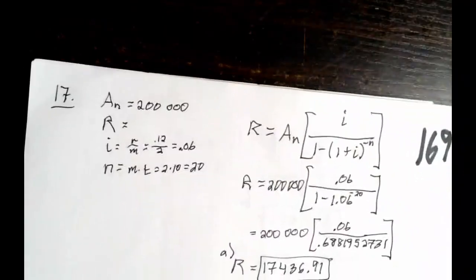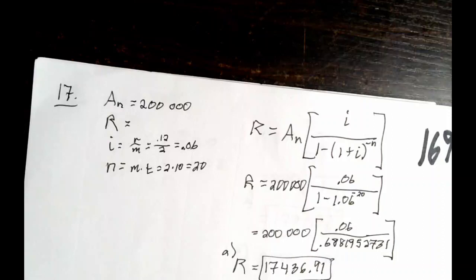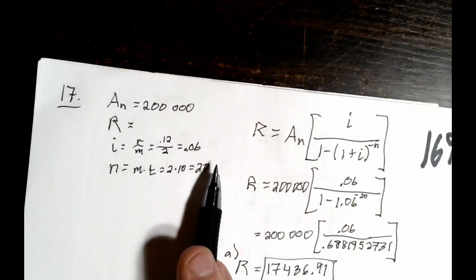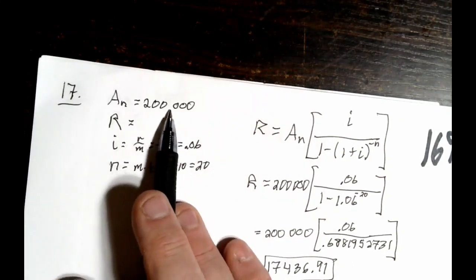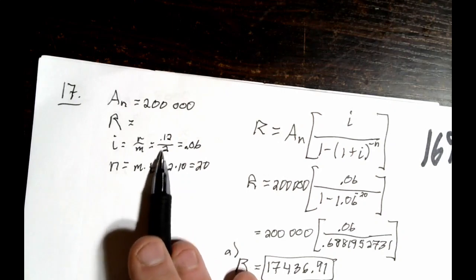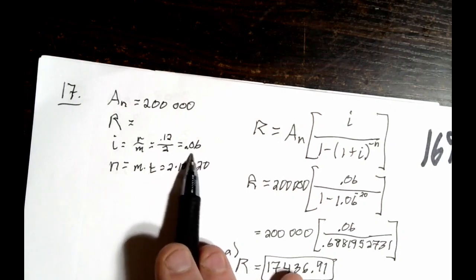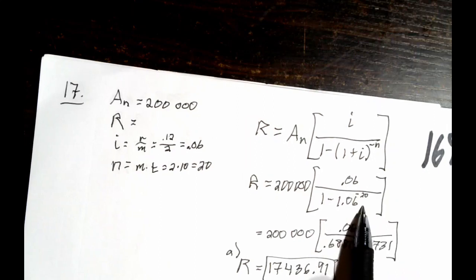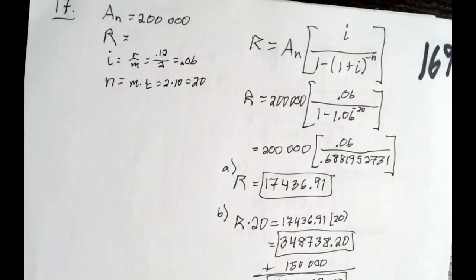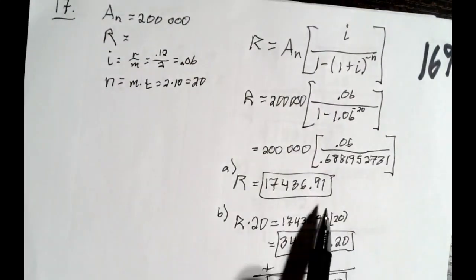Number 17. Man buys a house for $350,000. He makes a $150,000 down payment, so he's really only borrowing $200,000. Semi-annual payments at 12% for 10 years. So 0.06 and 20 for your numbers. Crunch everything down, and you got payments of $17,400. Okay, so that's the size of each payment.